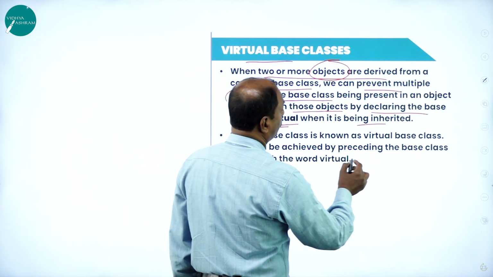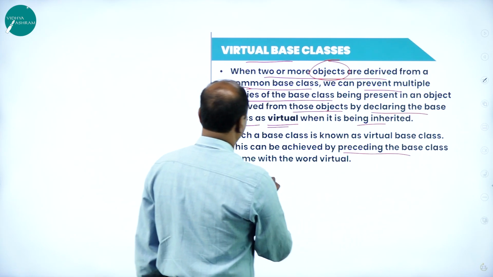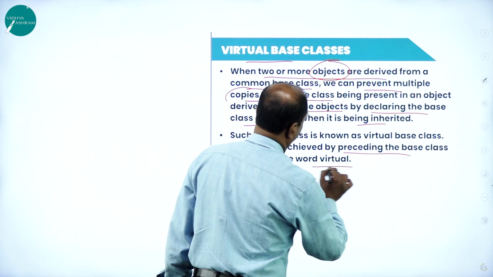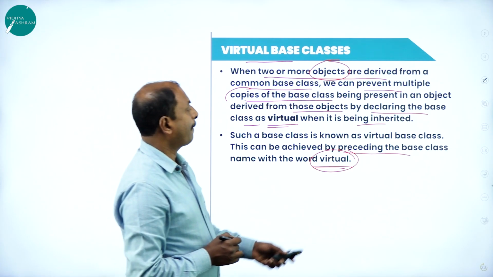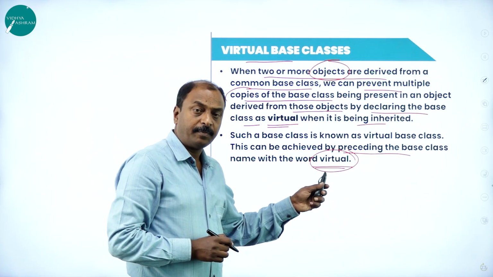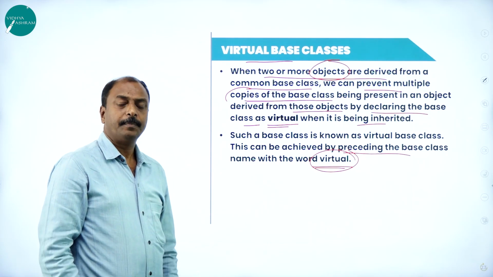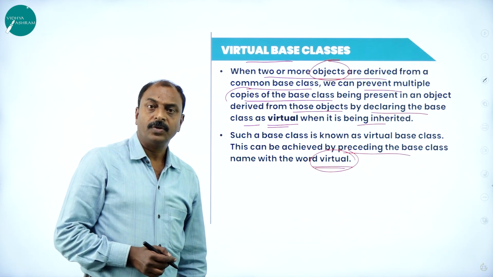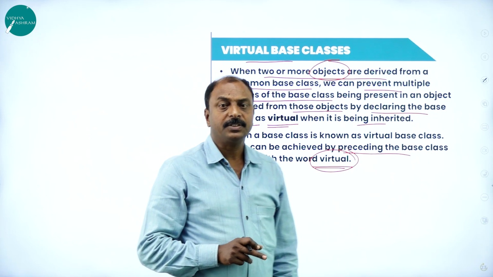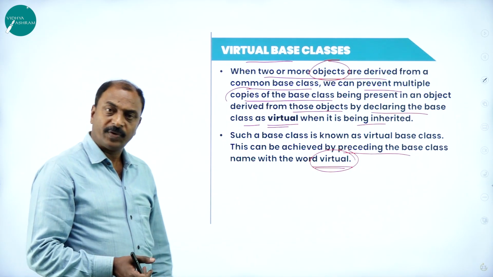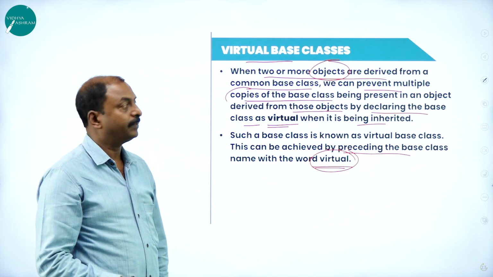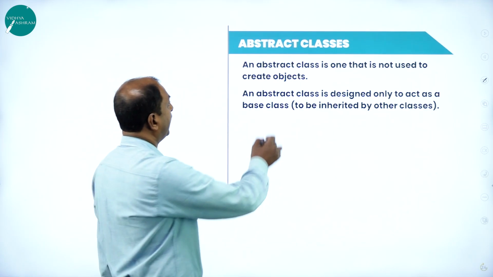This can be achieved by preceding the base class name with the word virtual. So we have to make use of the reserved word virtual before the base class name, then it becomes a virtual base class. So this is the concept of avoiding multiple copies of the base class variables, data members or member functions in derived classes.